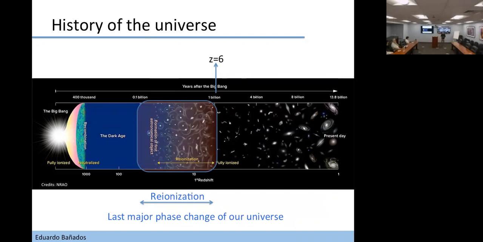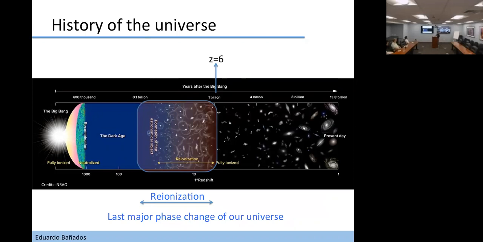And that's why the community is making a huge effort to build the next generation of telescopes after JWST, like the next generation of 30-meter telescopes. The hope is that we can characterize these very distant galaxies, some of the first galaxies that formed in the universe. In this talk, I'm going to focus on other objects that are quasars. The quasars are the most luminous non-transient objects in the universe, so we can study them very far, also in the epoch of reionization, but with the current facilities.